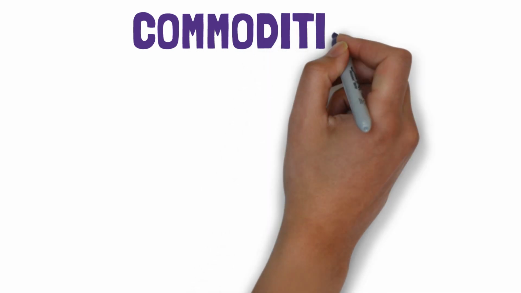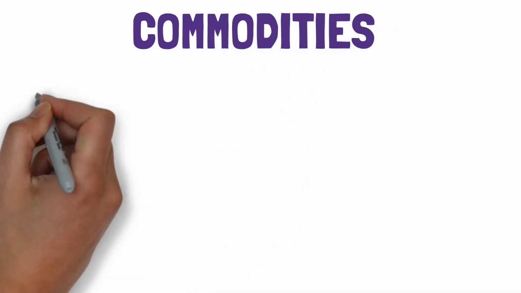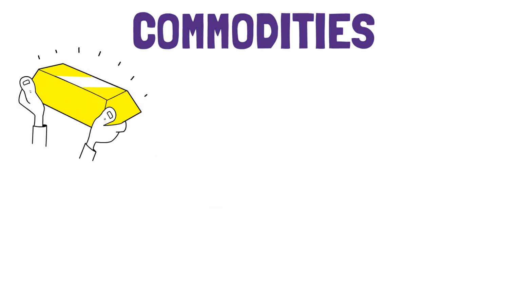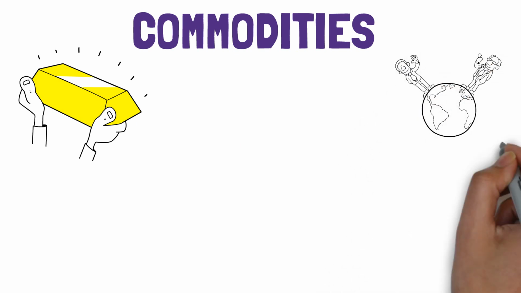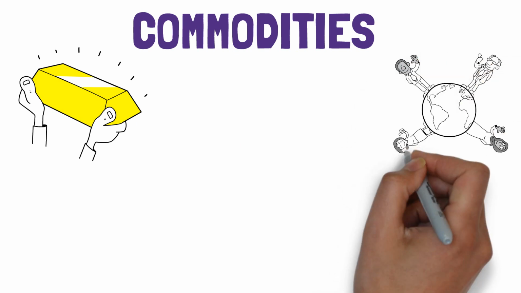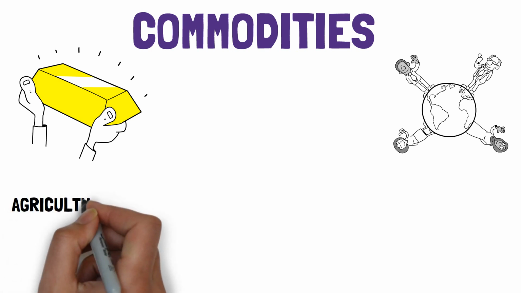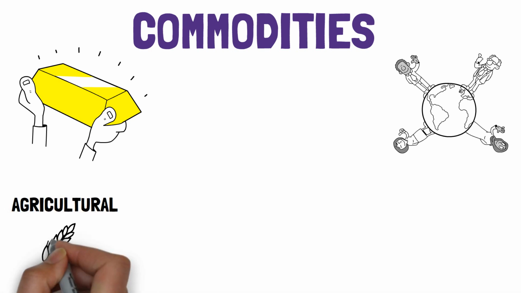Commodities. Commodities are raw materials or primary agricultural products that are traded in standardized forms on commodity exchanges. They are the building blocks of many products and play a crucial role in the global economy. Commodities can be broadly categorized into several groups such as agricultural commodities: wheat, corn, cotton, and coffee.